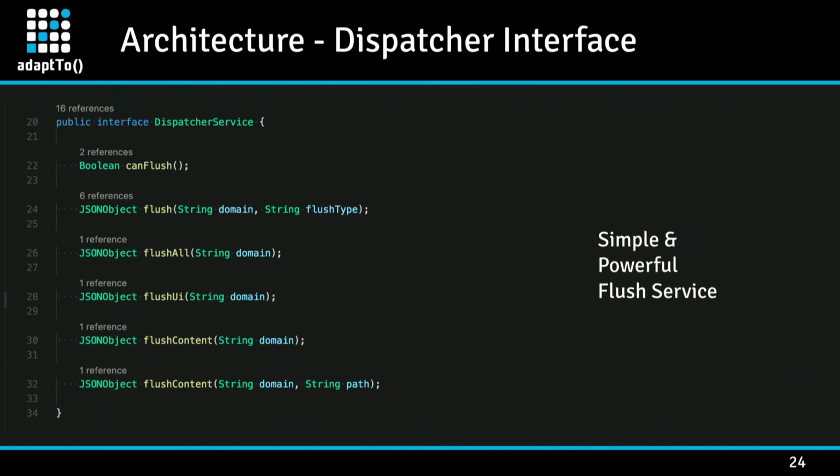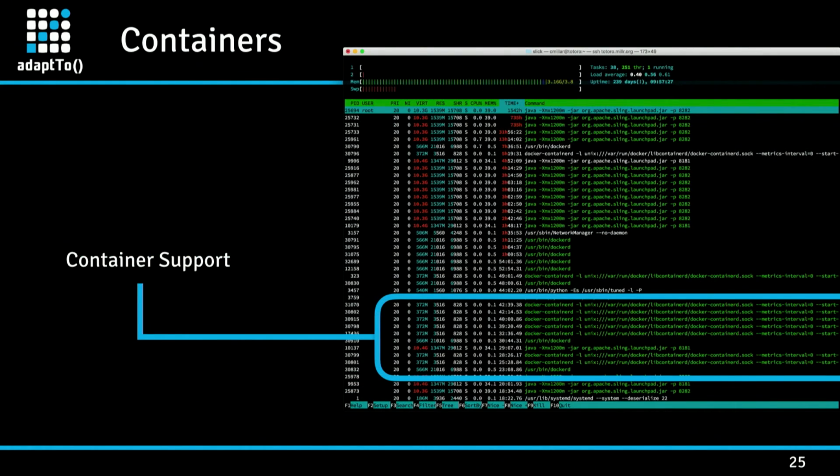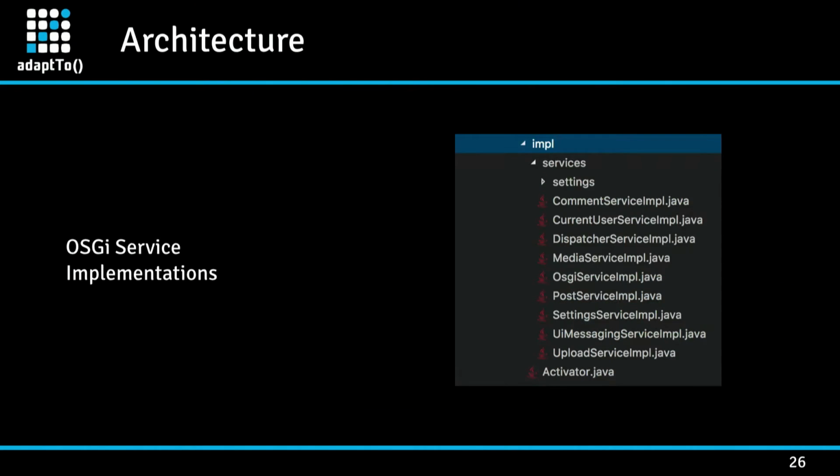And so you can flush all your content. You can flush your UI only. You can flush everything. You can flush by path, of course. There's container support. Again, Slick is just a Sling application. So of course, all of my sites, my personal site, my AEM blog, they all run on a single VM with multiple containers. So it kind of ties in a couple of talks that have been today.